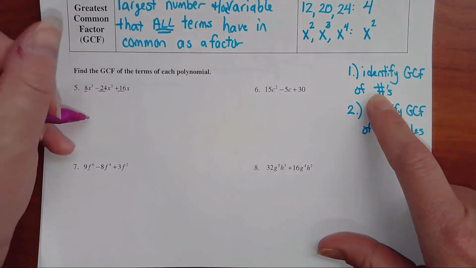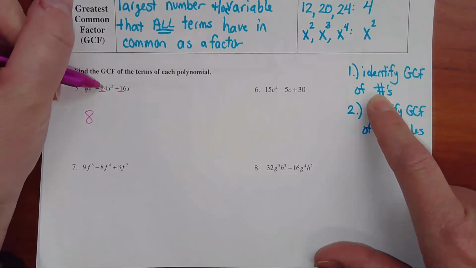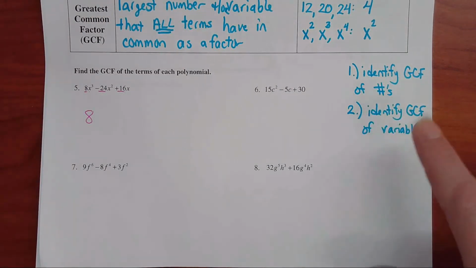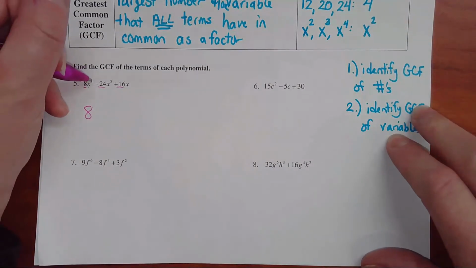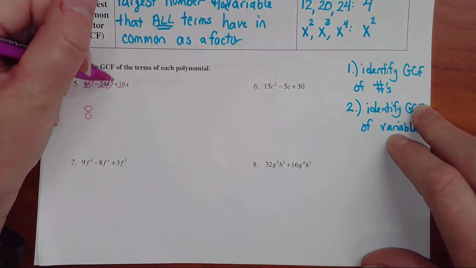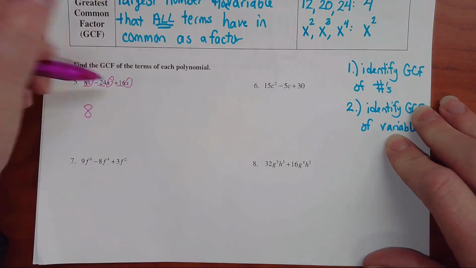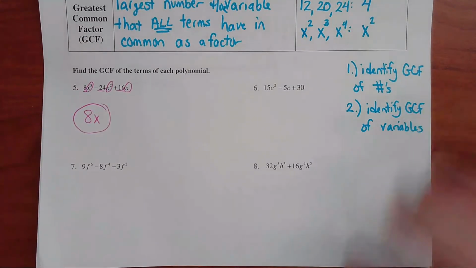The largest number is 8. 8 divides evenly into 8. 8 divides evenly into negative 24, and 8 divides evenly into 16. Then you have to identify the GCF of the variables. So I have x cubed, x squared, and x. So since they all have x's, you go with the smallest exponent, and we have an x. So 8x is the GCF of that polynomial.